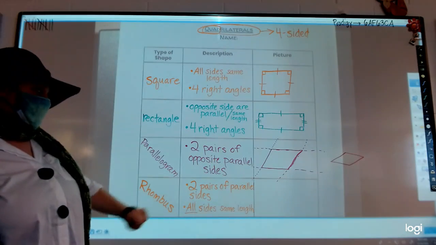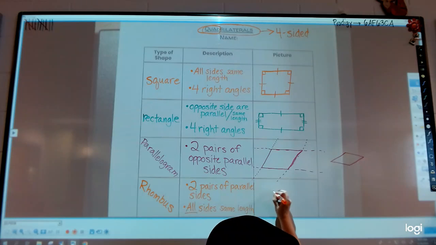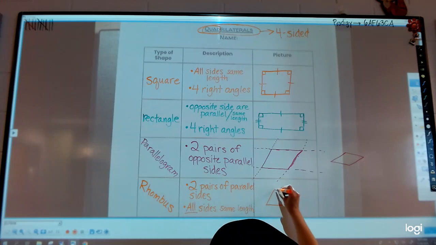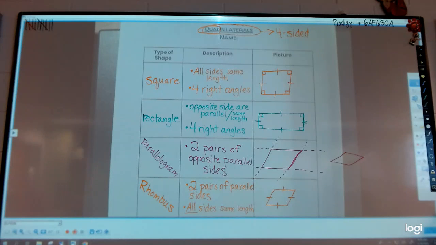Because we don't need right angles for a rhombus. So let's go ahead, do your best. Think of a square that's been slanted. You want all the sides to be the same length. But we're not all amazing artists, so we know our symbols, right? If we put one line on every side, that means they're all the same length, which is a very helpful tool when you draw math shapes.